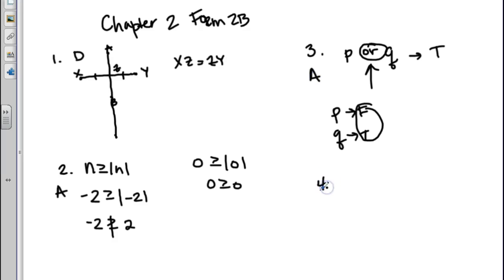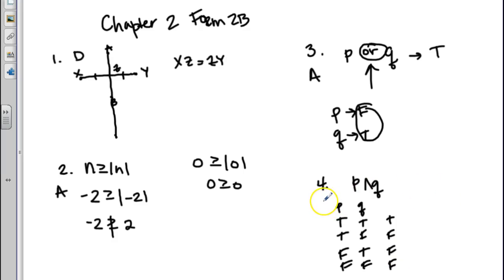Number 4, the truth table, P and Q. We had the column for P was true, true, false, false. And the column for Q was true, false, true, false from the table. And that makes P and Q, they both have to be true for it to be true. So it looks like true, false, false, false, which is C.